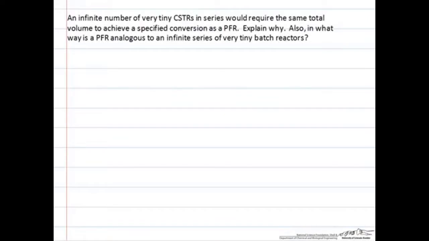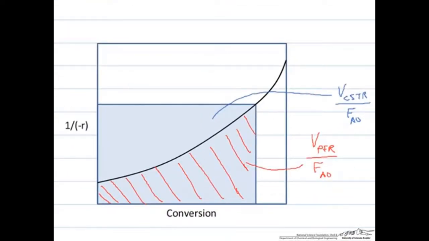In this problem, we're going to show how an infinite number of very tiny CSTRs in series would require the same total volume to achieve a specified conversion as a PFR. And we're also going to show that in a way a PFR is also analogous to an infinite series of very tiny batch reactors.